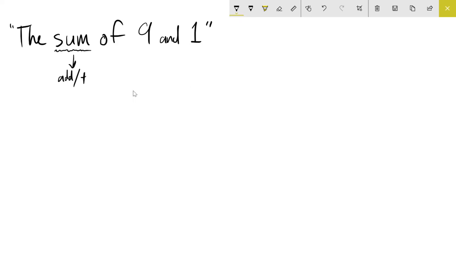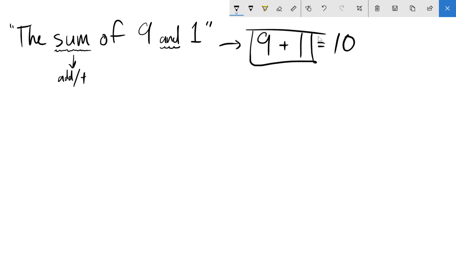And one thing that you can look for is, if you have a sentence that you're trying to turn into an expression, there's going to be something that tells you what the operator is going to be. So here the operator is going to be addition. And then you look for the word "and." The "and" helps you know where to put the expression. Now this one's not too hard because you just say the sum of 9 and 1. And so that's just going to be what? 9 plus 1, which would simplify to 10. That would be the expression, but you could simplify it as well.